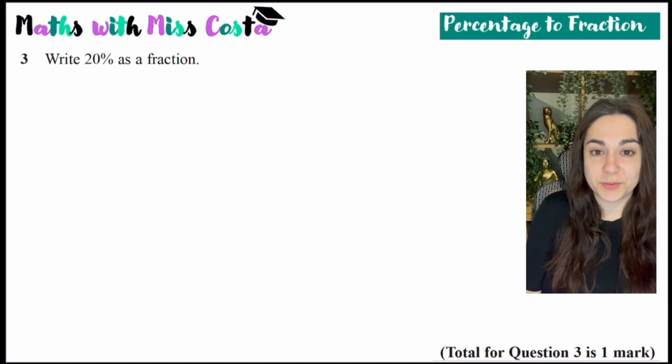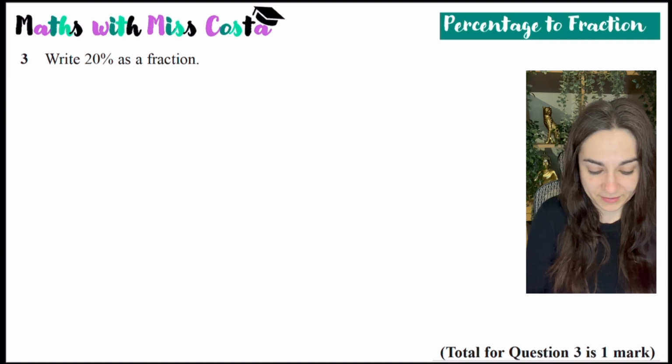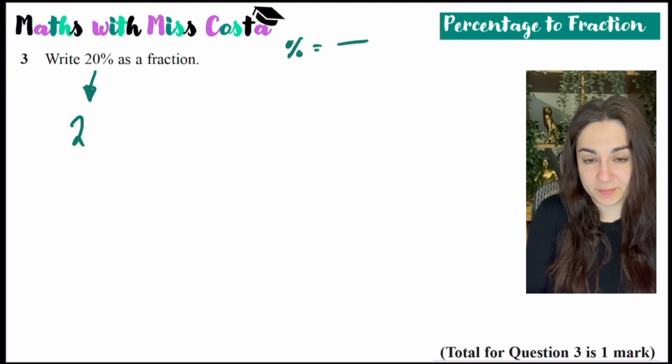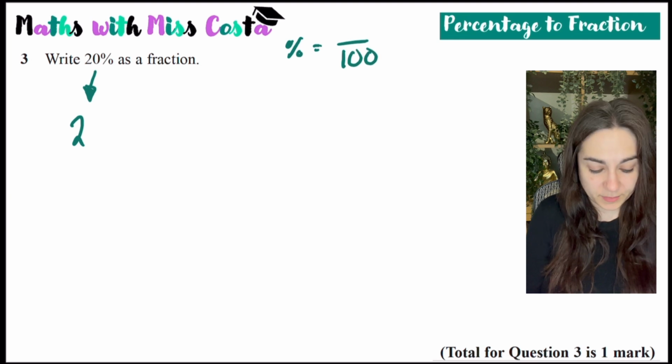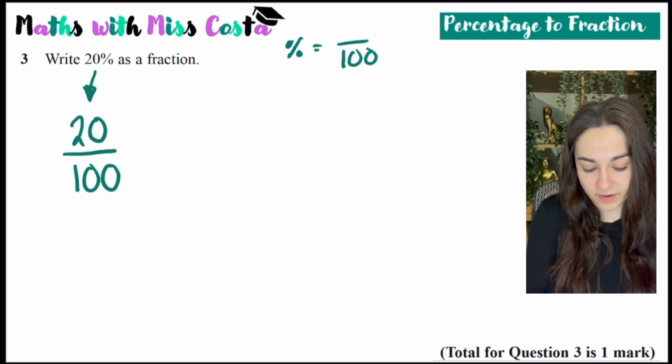Next, we've got percentage to a fraction, and this is a non-calculator paper. There are different ways we can do it if we did have a calculator, but it's helpful to just know, what does percentage mean? Percent literally means out of 100. So whenever you see a percentage, you can just write it over 100. So 20% means 20 over 100.